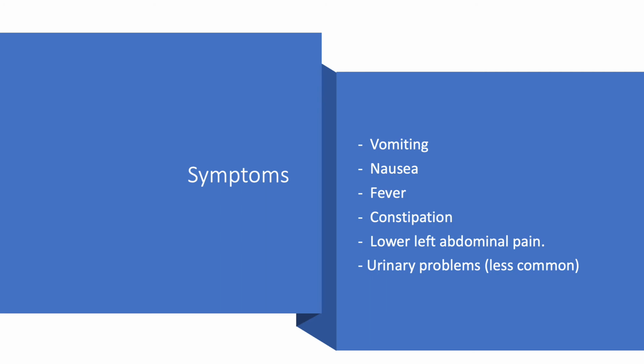And lower left abdominal pain is common because diverticulitis is common in the sigmoid colon, which is in the lower left part of the abdomen. And then urinary problems are less common, but they occur in a rare form of complicated diverticulitis that was explained in the previous 2 slides. So what happens is a fistula, which you can think of as a tube that connects the bladder and the colon, forms, and this could cause the presence of feces in the urine, dysuria, and other urinary problems as well.